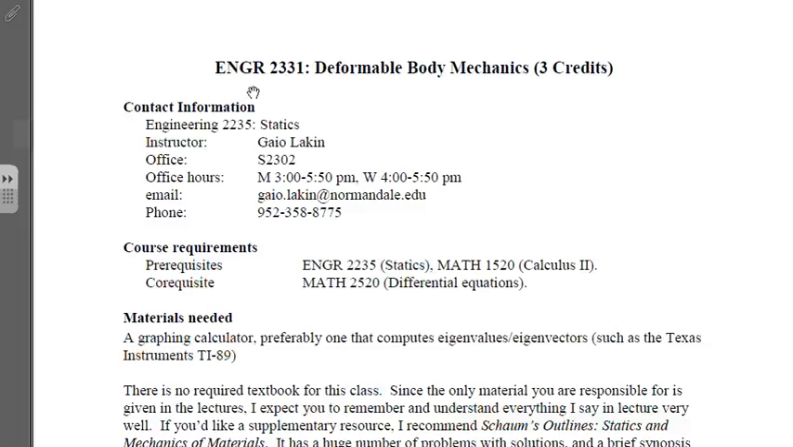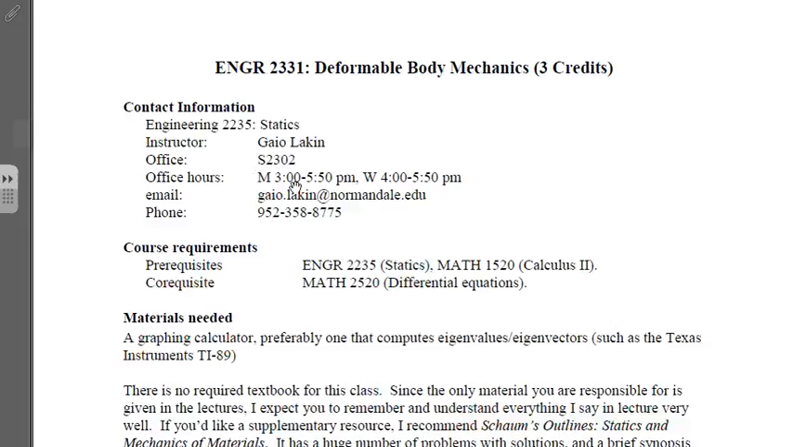The first line is correct, and so is the second, but the third line, there's a mistake. This is not statics. This is deform. But moving on, my name is correct. This is my office, 2302, right upstairs.